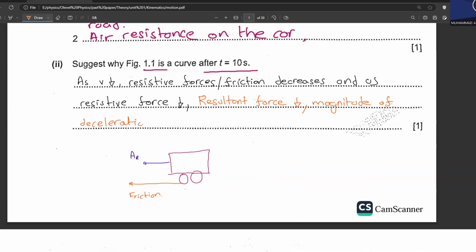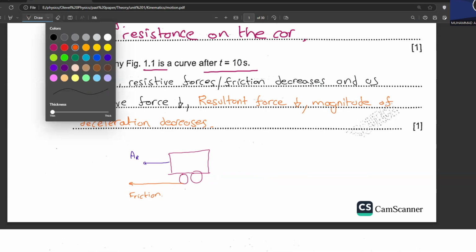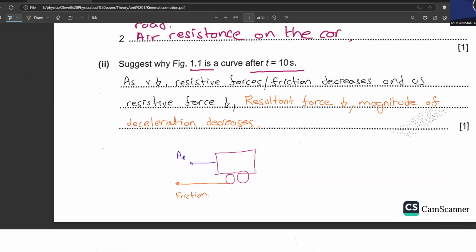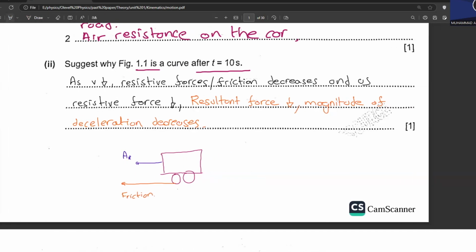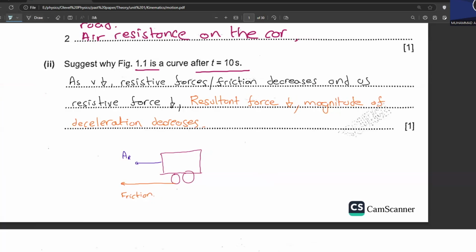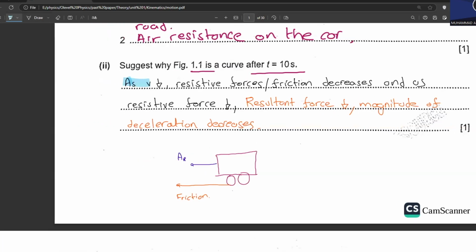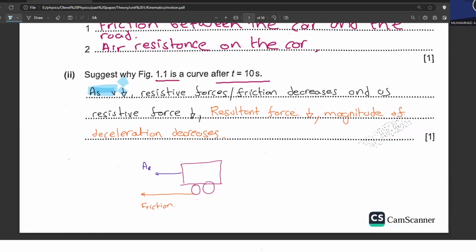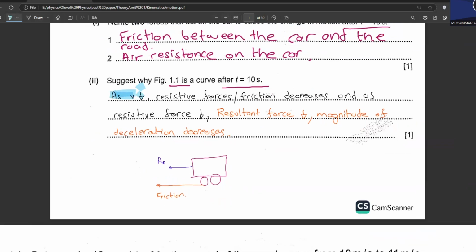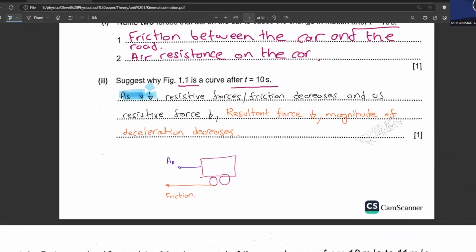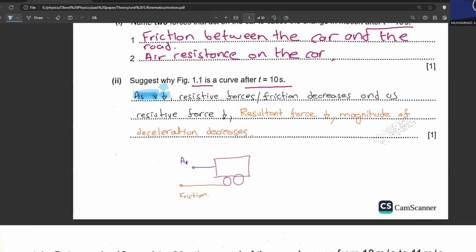Now, I have written a lot of things. Let me explain it one by one. First of all, you must remember that resistive forces decrease as your velocity decreases. This is a general thing that you must know by heart. One second, let me zoom out a bit. As your velocity decreases, your resistive forces decrease. Please remember this.